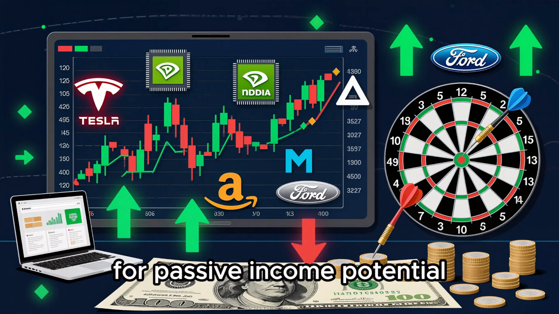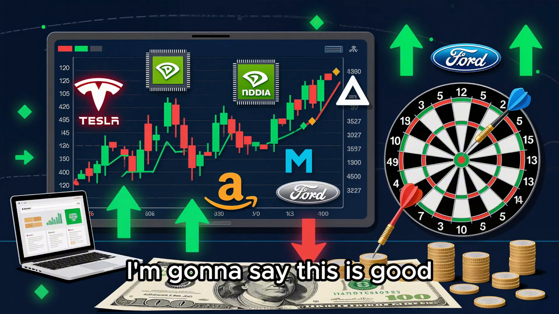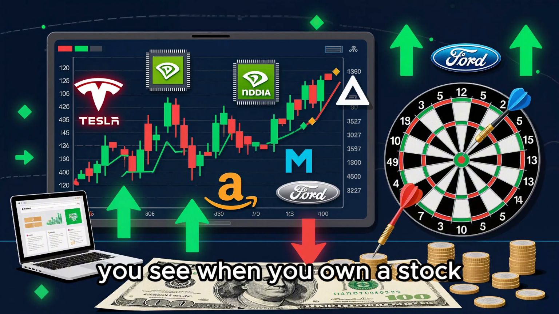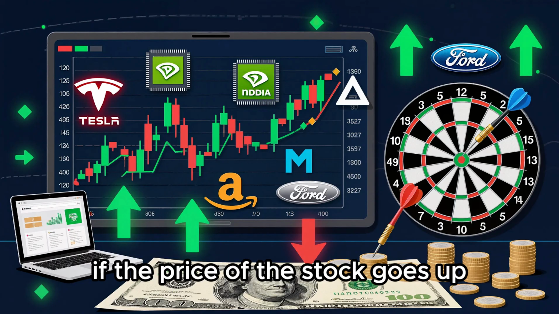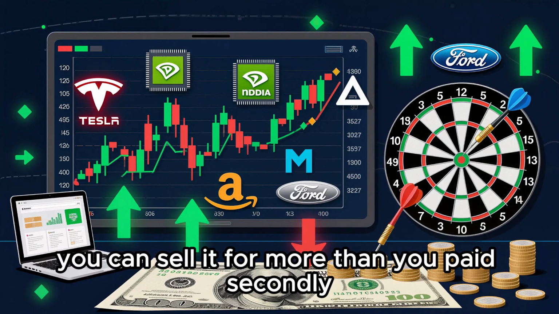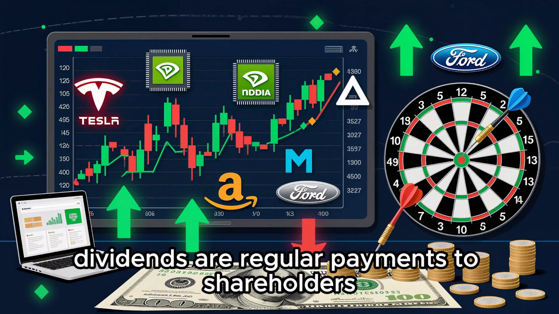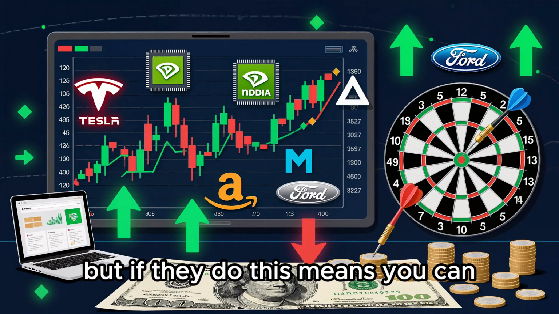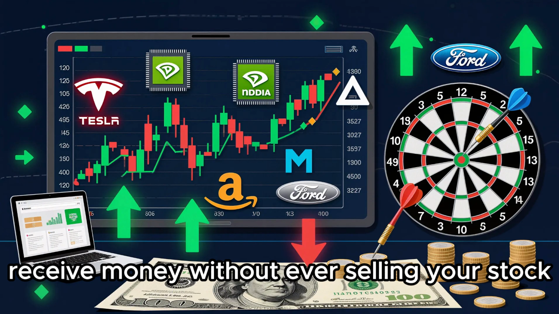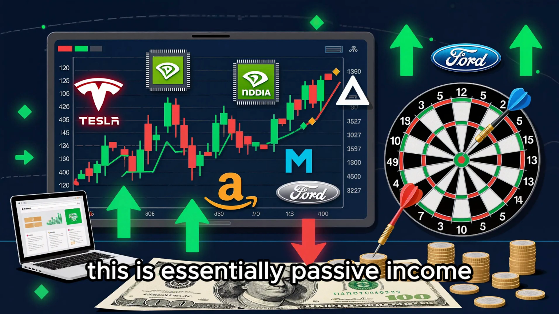For passive income potential, I'm gonna say this is good. You see, when you own a stock, there are 2 ways you can make money. Firstly, if the price of the stock goes up during the time you own it, you can sell it for more than you paid. Secondly, you can receive dividends. Dividends are regular payments to shareholders. Not all stocks pay dividends, but if they do, this means you can receive money without ever selling your stock. This is essentially passive income.